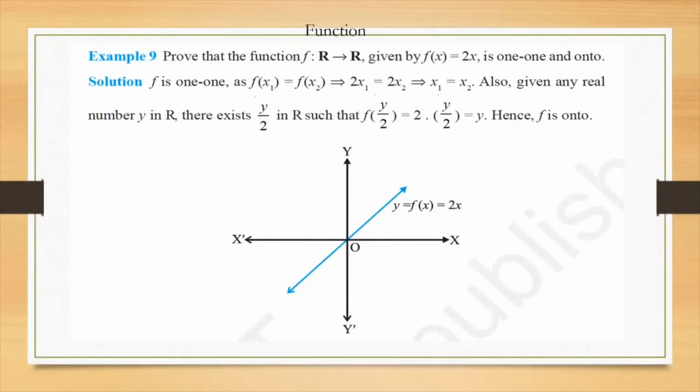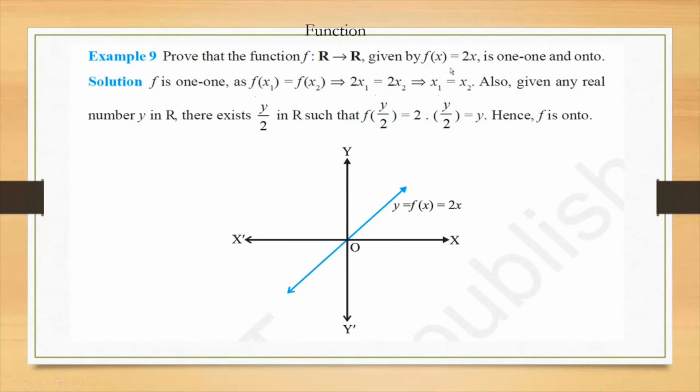So this is actually a problem. Prove that the function f from R to R given by f of x equal to 2x is 1-1 and onto. So how do we prove it is 1-1? We just apply the definition. What is the definition? f of x1 equal to f of x2 implies x1 equal to x2. So just apply that definition.